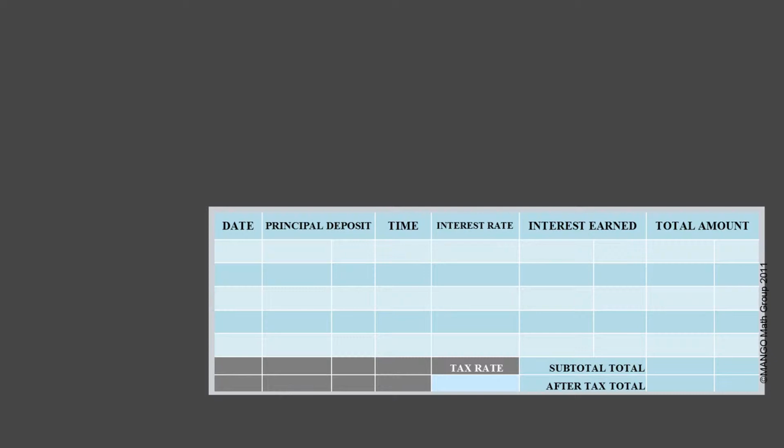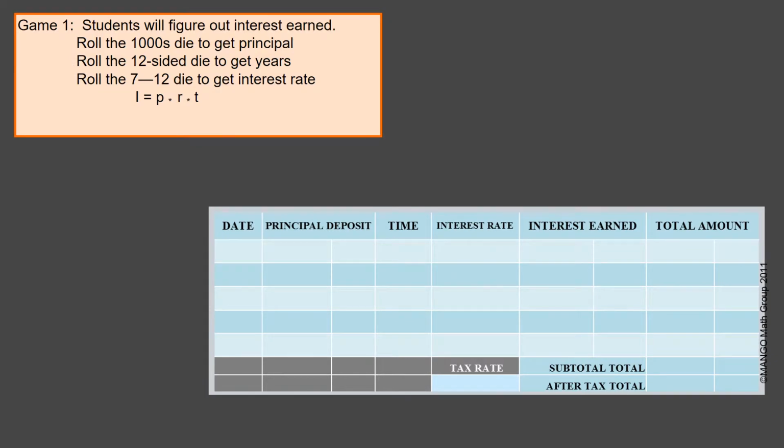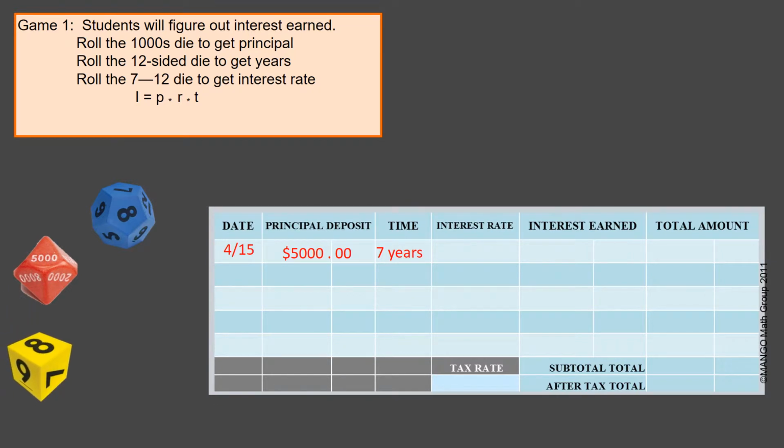So the students are going to start with their little bank statement, their little ledger, and the first game is figuring out interest earned. First, they're going to put in the date. They're going to roll the thousands die. That's going to give them their principal. They're going to write that in. That's 5,000. They're going to roll the 12-sided die. That's going to give them the number of years. In this case, it's 7 years. Then they're going to roll the 7 through 12 die, and that's going to give them their interest rate. In this case, they have an interest rate of 8% or 0.08.